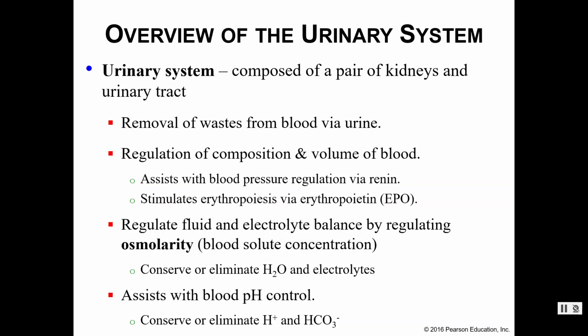In addition to all those things, look, we got more. Your kidneys help regulate fluid and electrolyte balance by regulating the osmolarity of your blood, also known as the solute concentration of the blood. We do this by either conserving or eliminating water and electrolytes like sodium and potassium. And last but not least, your urinary system assists with the blood pH control by either conserving or eliminating hydrogen ions and bicarbonate ions.